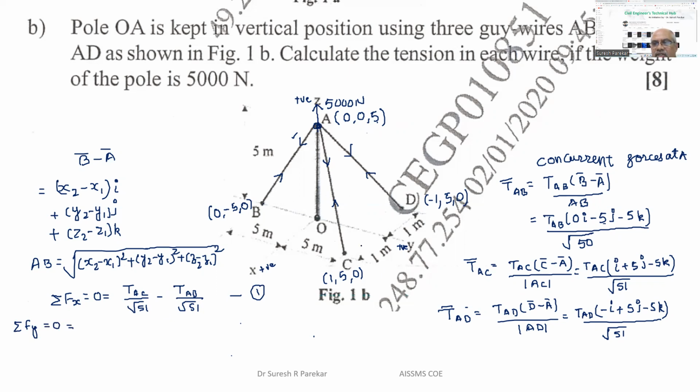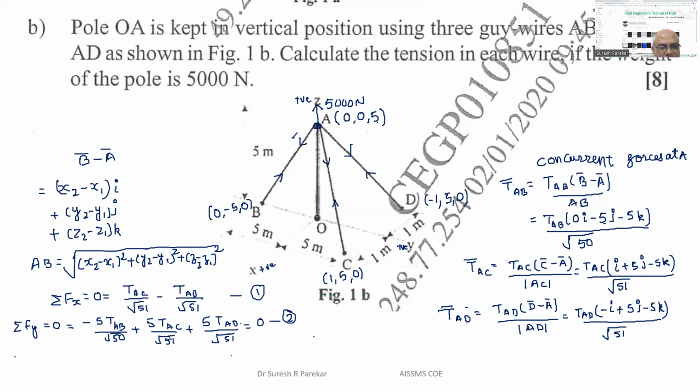Then we have in y direction, this will be minus 5 TAB upon root 50. Then we have TAC, here we have 5, so plus 5 TAC upon root 51, plus 5 TAD upon root 51, and that is equal to 0. This is my equation 2.